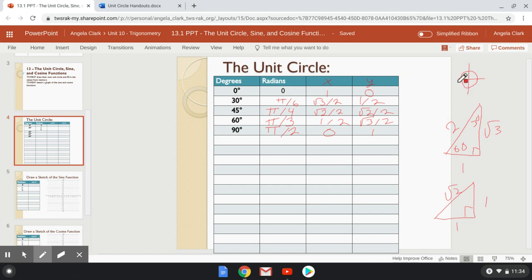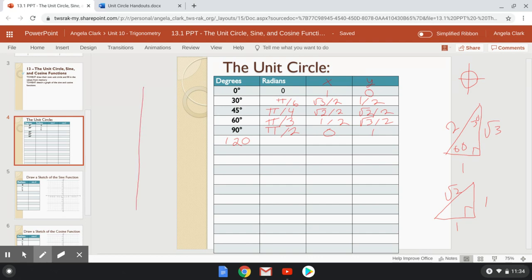And then from here, we're going to go on in the same pattern, 30, 45, 60, 90. We're going to go from 90. So we're adding to 90, we're going to add 30. So 90 plus 30 is 120. So that's the next one. And that's going to correspond with 60.